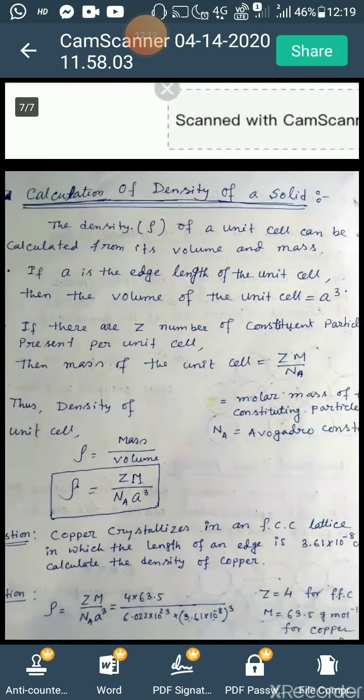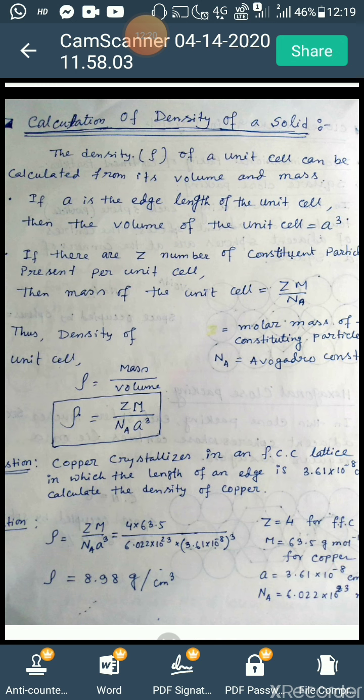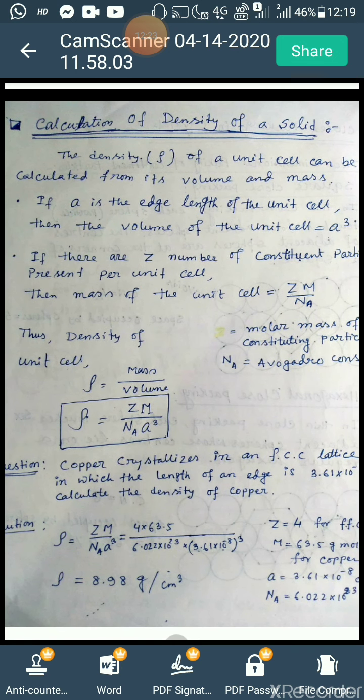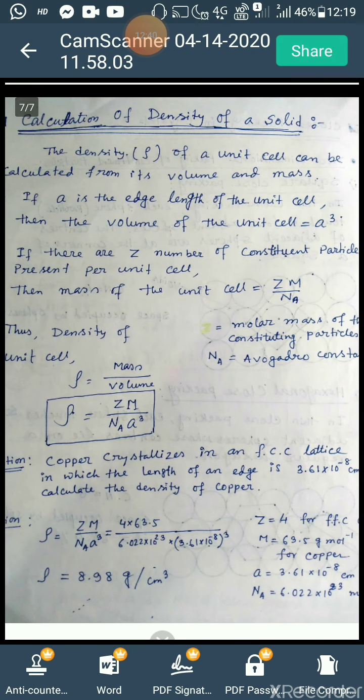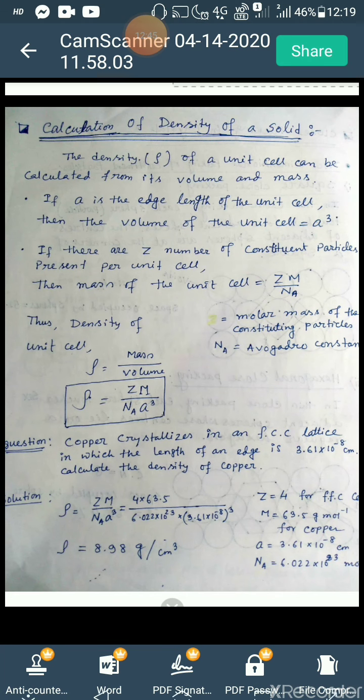Now, calculation of density of solid. The density of a unit cell can be calculated from its volume and mass. Density means mass per unit volume. If a is the edge length of the unit cell, then the volume of the unit cell is a cube. Now, if there are Z number of constituent particles per unit cell, we know that the number of constituent particles is different in different types of unit cell.